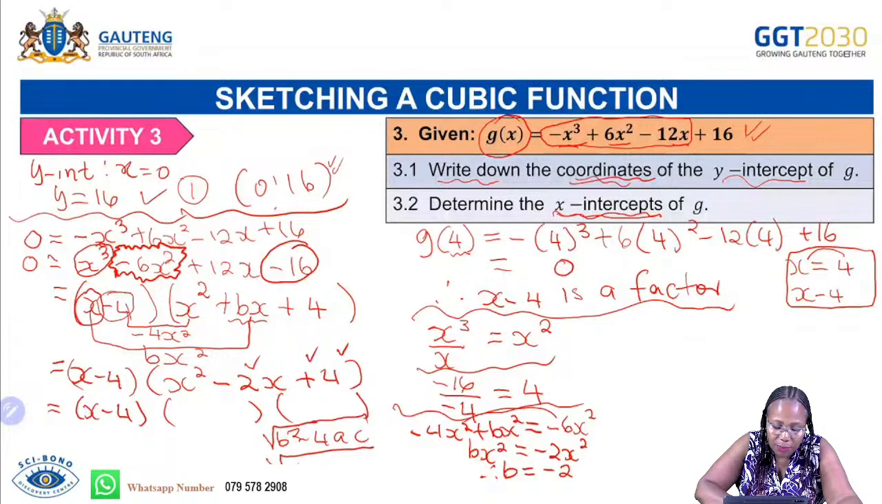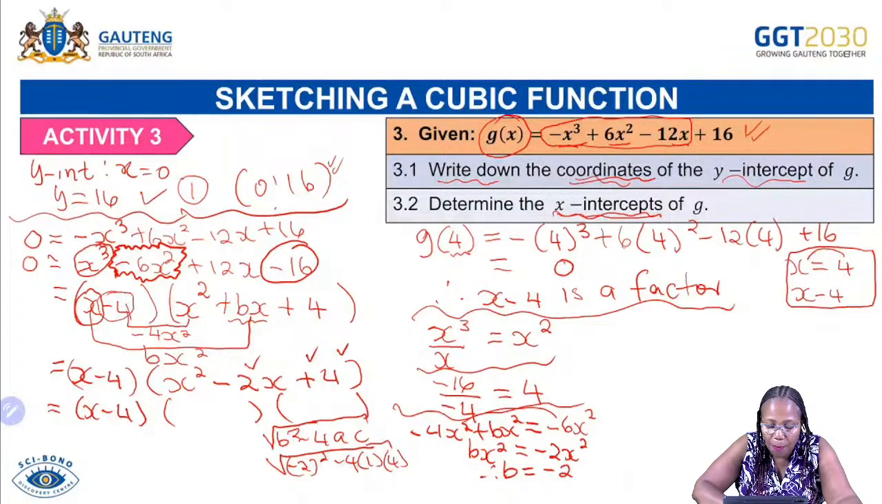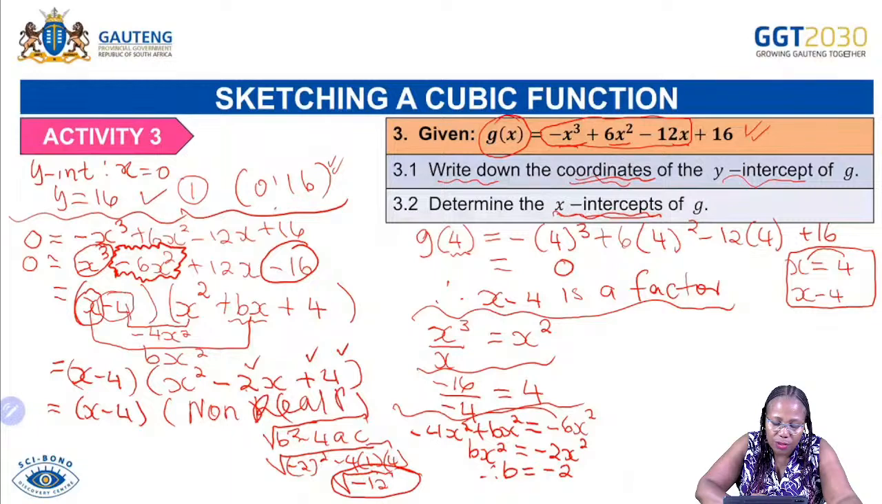The b is minus 2 squared minus 4 times 1, and the c is 4. And then this is giving us 4 minus 16. So it will be the square root of minus 12. Can you see, grade 12? Your square root is negative. That means this part here is giving us non-real roots. We don't have x-intercept for this trinomial.